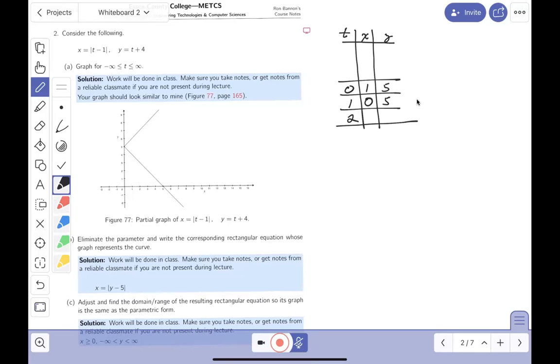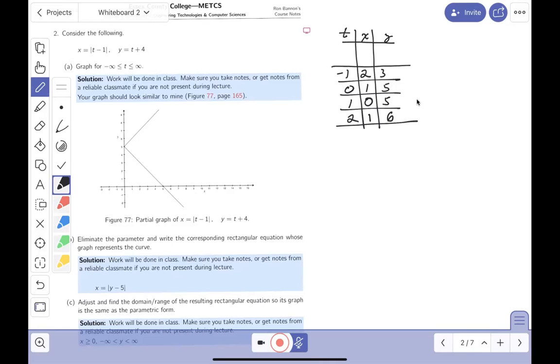What would you get for 2? Well, for x, you get 1. And what do you get for y? Well, if it's 2, you get 2 plus 4, which is 6. All right, and that, to me, it's a little tedious, but it does work. Let's choose t to be minus 1. What would you get for x? You would get 2. Minus 1 is minus 2, but the absolute value of that is 2. Then you get 3. All right.